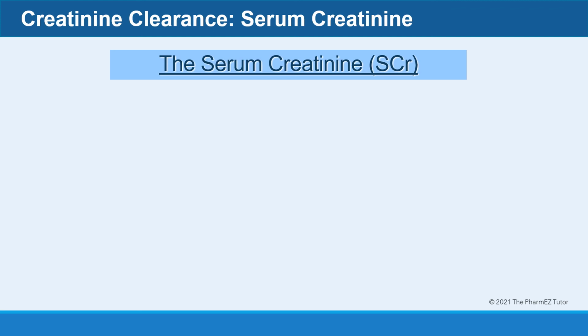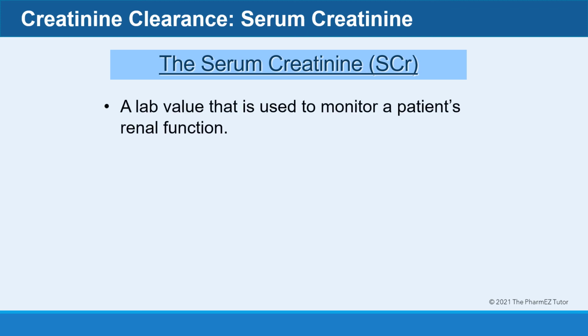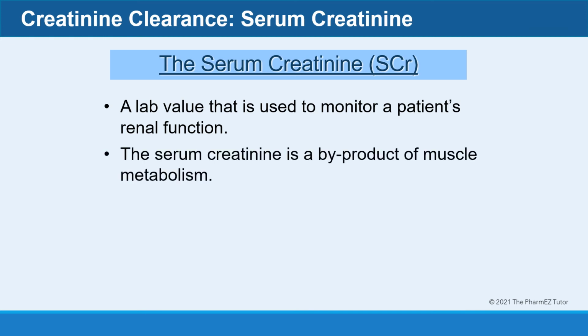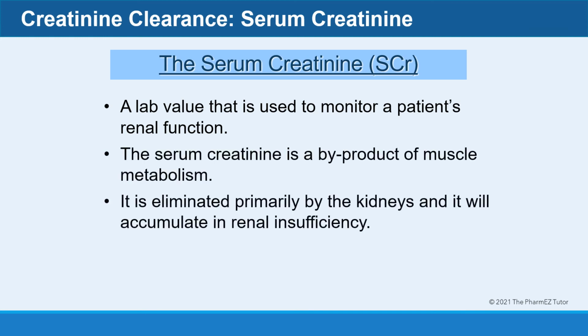Let's first talk a little bit about the serum creatinine. Serum creatinine is a lab value that's used to monitor a patient's renal function. The serum creatinine is a byproduct of muscle metabolism. It's eliminated primarily by the kidneys, and it will accumulate in renal insufficiency. The normal value is 0.6 to 1.2 milligrams per deciliter.